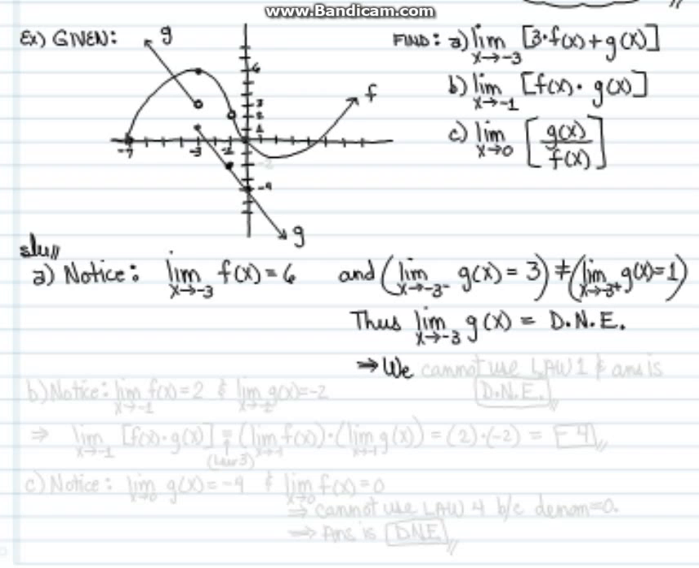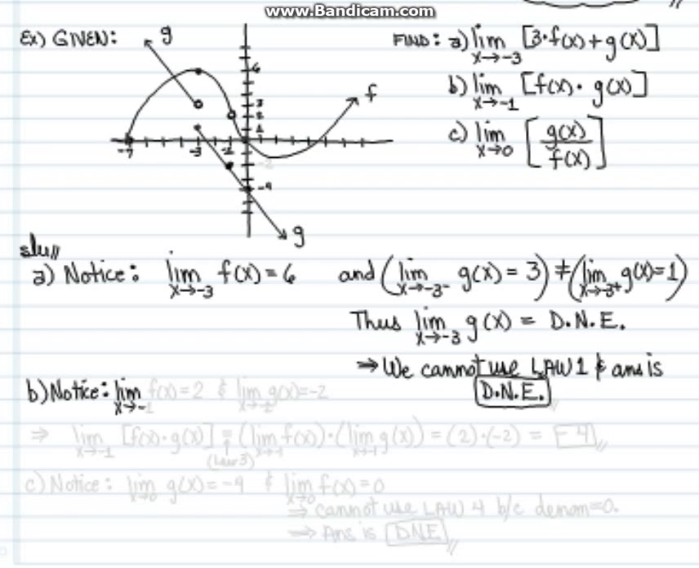Now, since it doesn't exist, we don't meet the criterion to use any of the limit laws, so we cannot use the law that tells us that the limit of a sum is the sum of the limits. So at this point, we just say that this limit of this new function 3f of x plus g of x just doesn't exist.